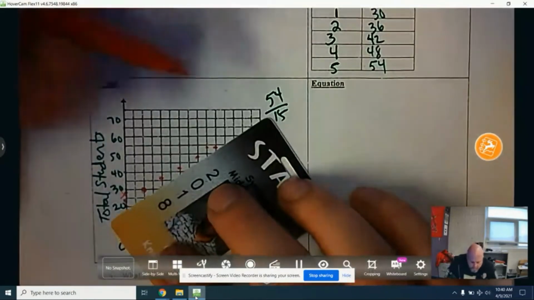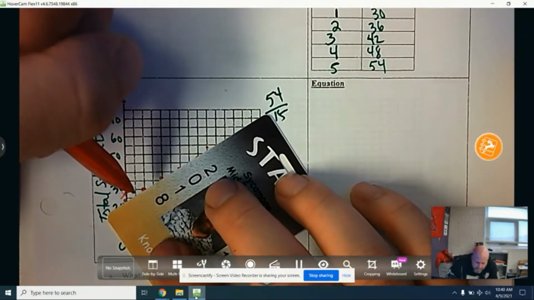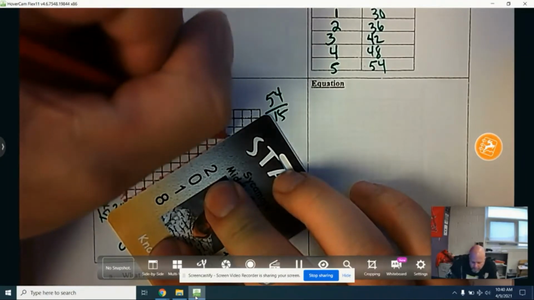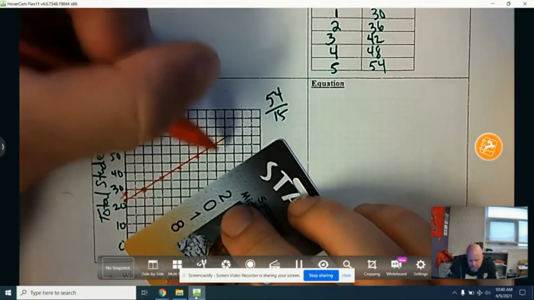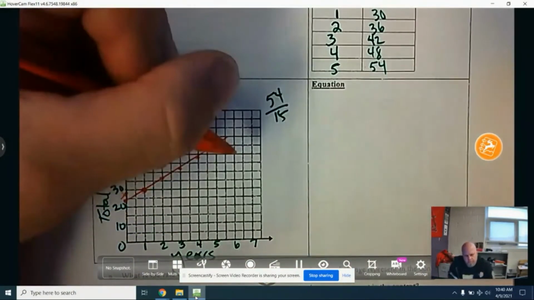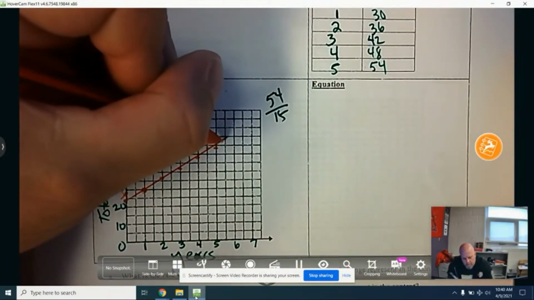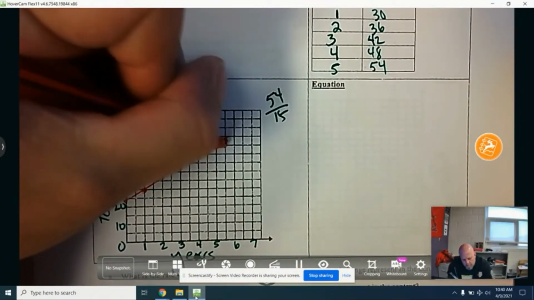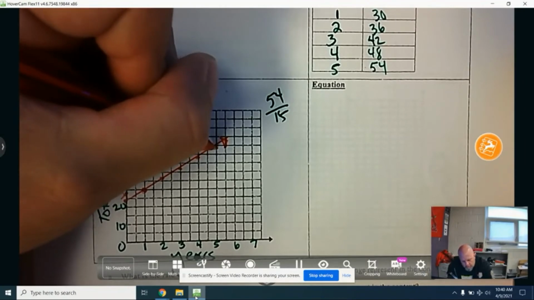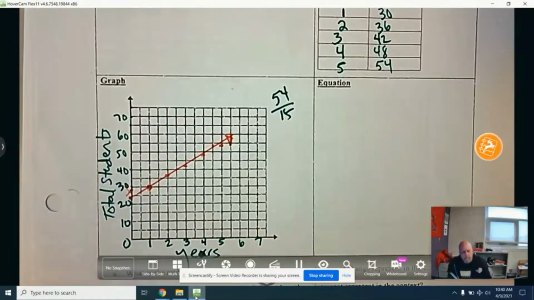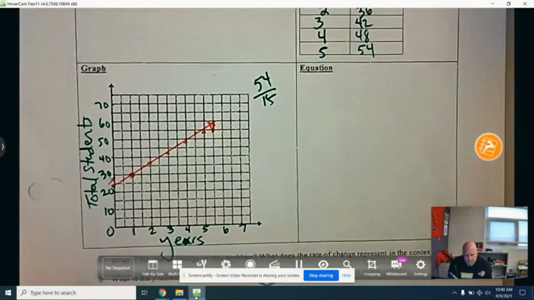Okay, so now I'm going to connect those points together. And you'll see if we graphed it correctly, we should get a linear line. All these points should be pretty much in line with each other. Obviously, if you're a little bit off, that might be okay. Just kind of depends on where you're eyeballing those points at. So I graph it. There's my graph.